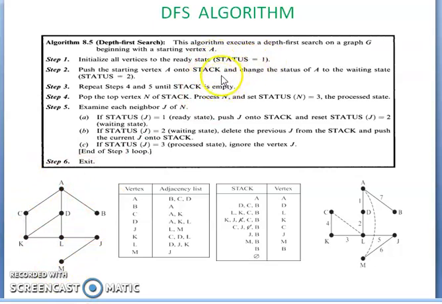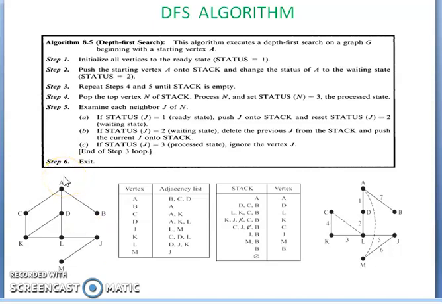There are 3 statuses. Status 1 means initialized values, not visited. Status 2 means it is already visited and placed in a stack. Status 3 means you have already visited, popped from the stack, and processed the particular vertex. Processing is over, then the status is 3.